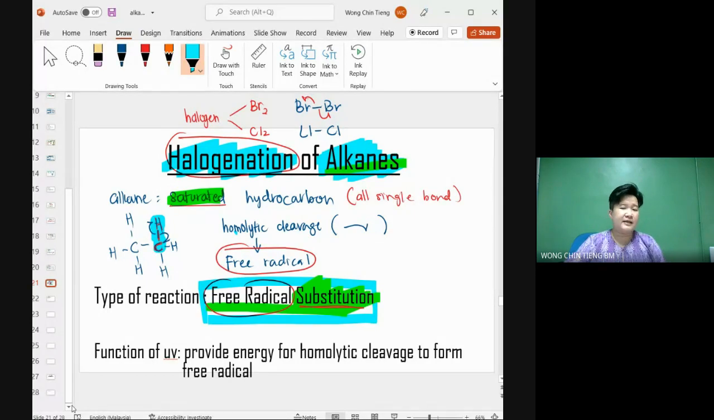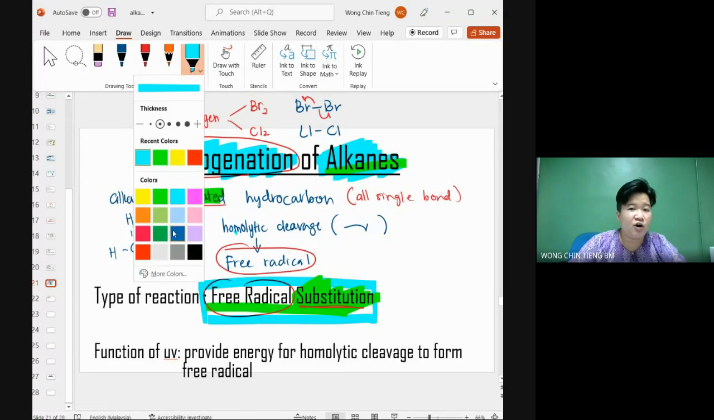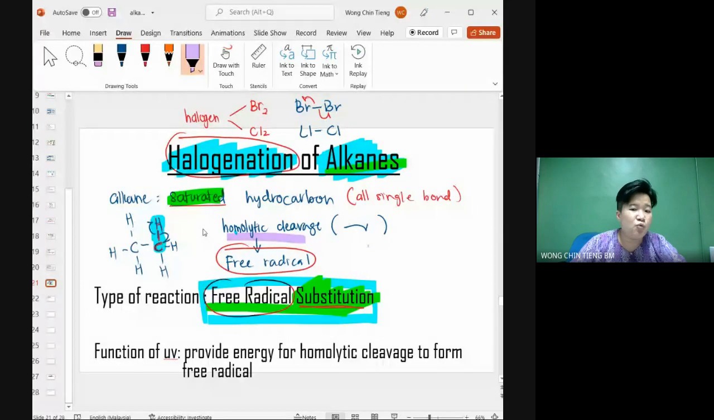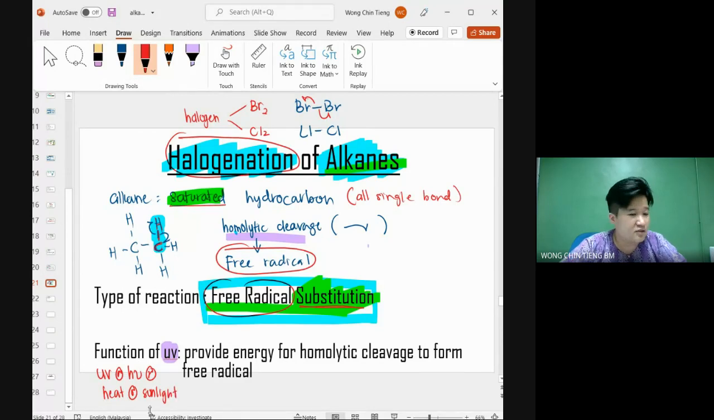For this homolytic cleavage to happen, we need one thing. We need UV. Kadang-kadang soalan akan guna UV. Kalau dia tak guna UV, dia mungkin akan guna H-mu. Kalau dia tak guna H-mu, dia akan guna heat. Kalau dia tak guna heat, dia akan guna sunlight. Sama je benda tu. A source of energy.